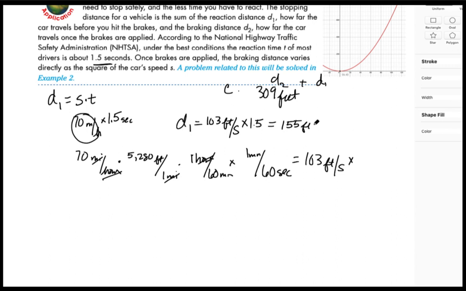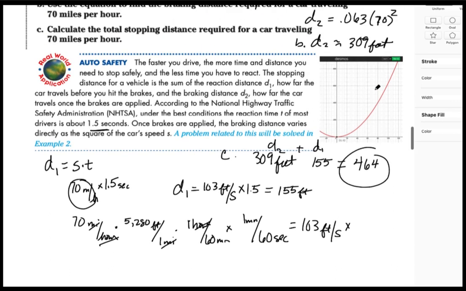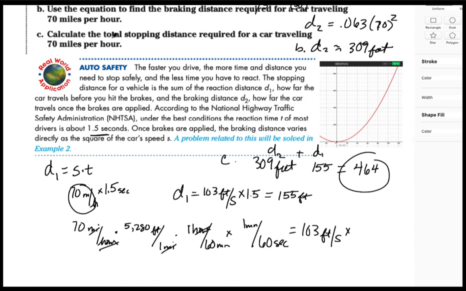So that's going to be that distance, just the distance of me deciding that I want to stop and actually put my foot on the brakes. I'm going to travel about 155 feet, and then I'm going to add that 155 to the 309, and I'm going to get something like 464. So the answer to part C, which was to calculate the total stopping distance, is 464 feet.